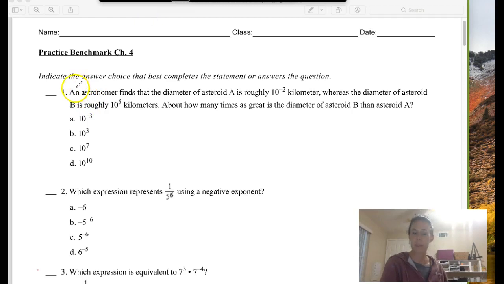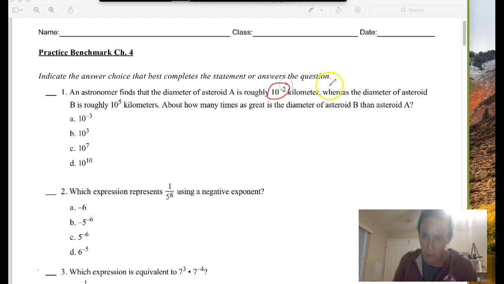The first problem says an astronomer finds that the diameter of an asteroid, asteroid A, is roughly 10 to the negative 2 kilometers, whereas the diameter of asteroid B is roughly 10 to the positive 5 kilometers. About how many times greater is the diameter of asteroid B than asteroid A? So we're comparing these two.